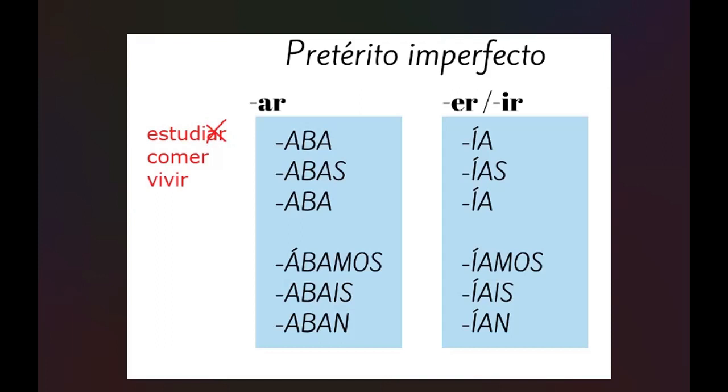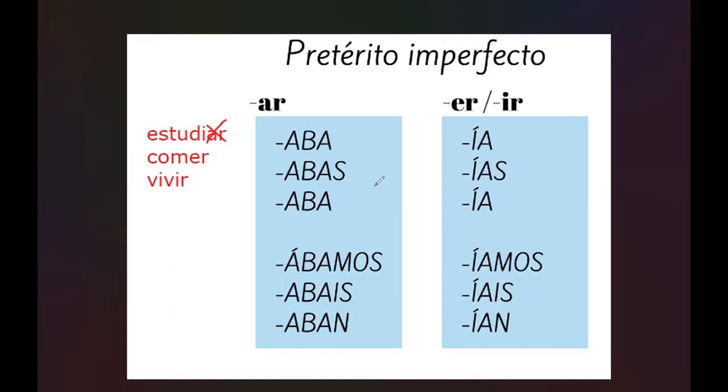Okay, listen. For yo, I'm going to add the ending aba. So I'm going to say estudiaba. Yo estudiaba. For tú, I'm going to add the ending abas. So I am going to say tú estudiabas. For él, ella, usted, we're going to use the ending aba as in yo, same ending here, and we're going to say él estudiaba, or ella estudiaba, or usted estudiaba.